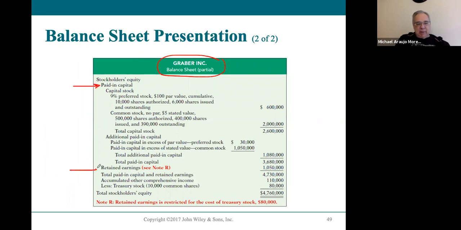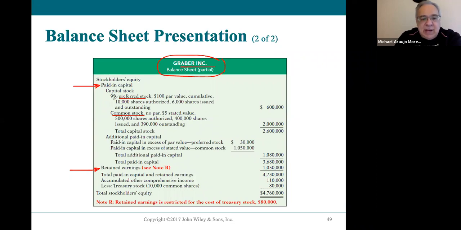A couple of things I want to point out here. First, paid-in capital is always the first section. If the company has preferred stock, it's always listed first, and then common stock is listed. Not that many companies have preferred stock, so oftentimes it'll just start with the common stock. This particular corporation has preferred stock.